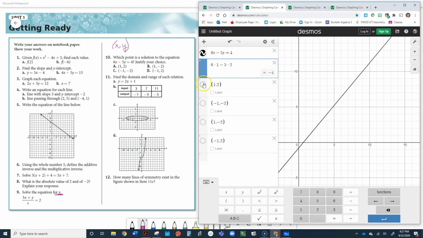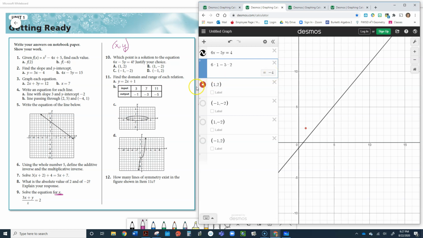You can check your answer visually by, if you plot the point that we're checking, 1, 2, we see that it's not on that line. So the fact that that dot right there is not on that line means that it's not a solution, because the dot has to be on the line to be a solution. So plug in the next point.